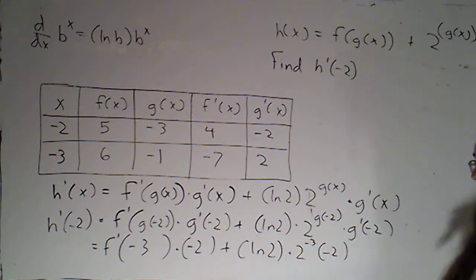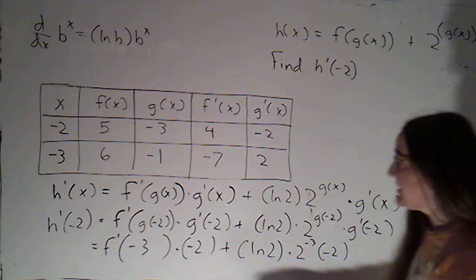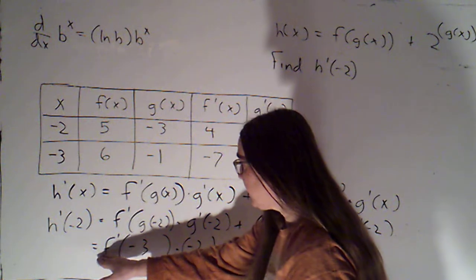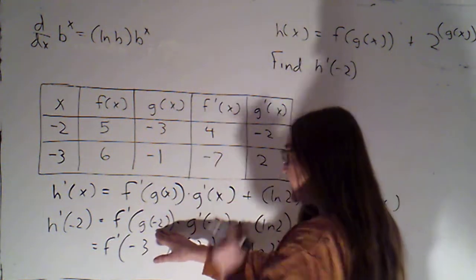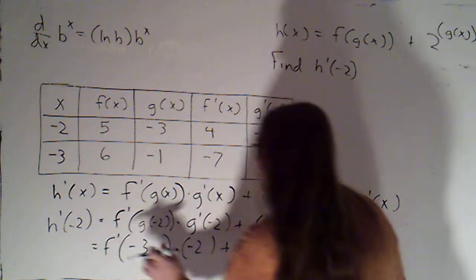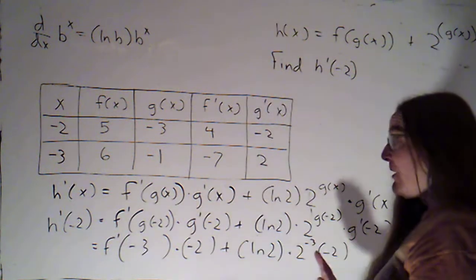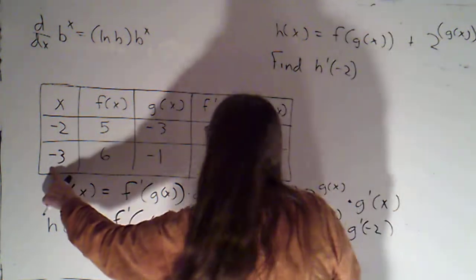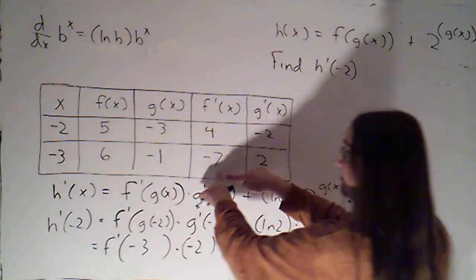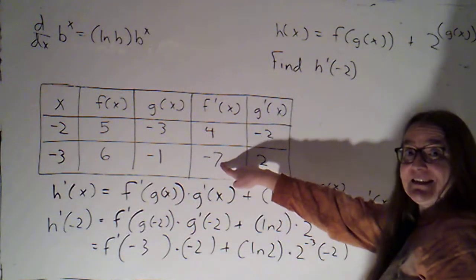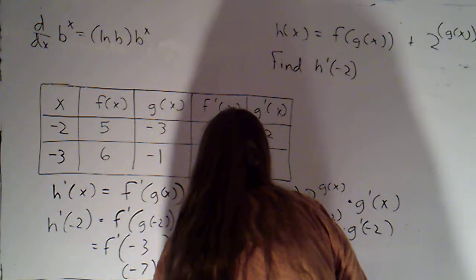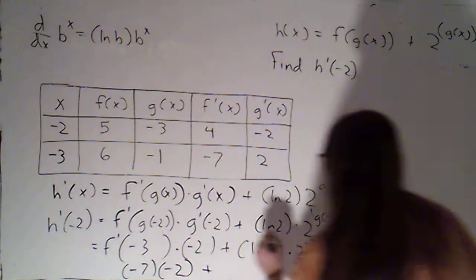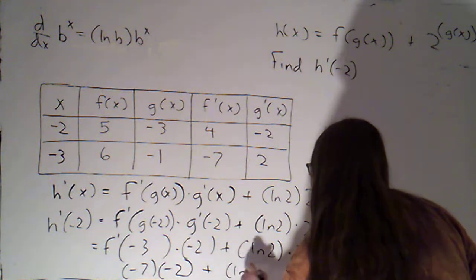Now I still have some work to do because here this was f prime evaluated at g of negative 2. So what I got initially from the chart was that g of negative 2 was negative 3. Now I can get that when I plug negative 3 into f prime, I'm going to get negative 7. So we have negative 7 times negative 2 plus the natural log of 2.